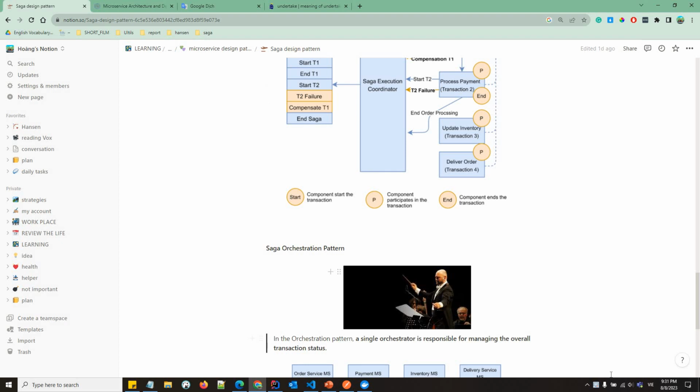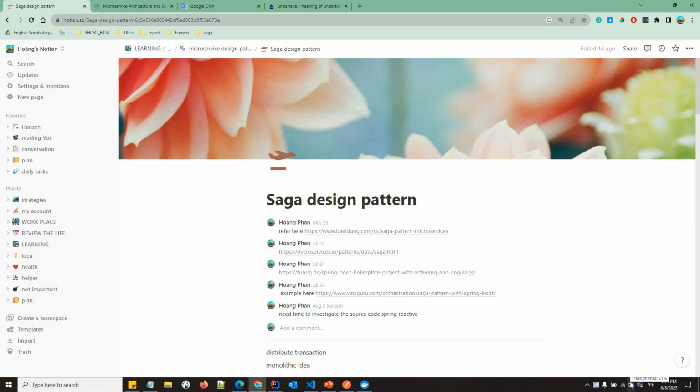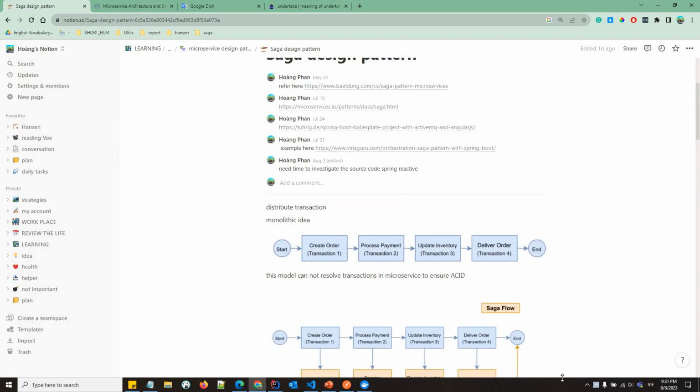Hi everyone, today I will talk about the saga design pattern, a design pattern that is really popular and important in microservices. First, we will answer the question of why we need the saga design pattern.